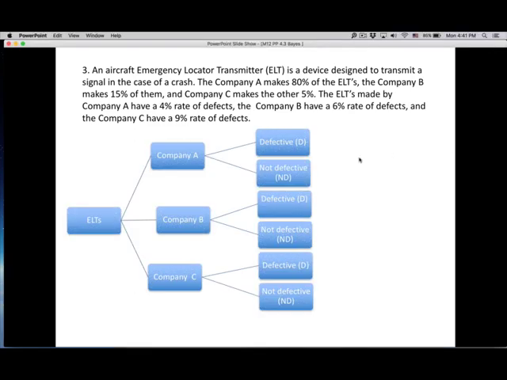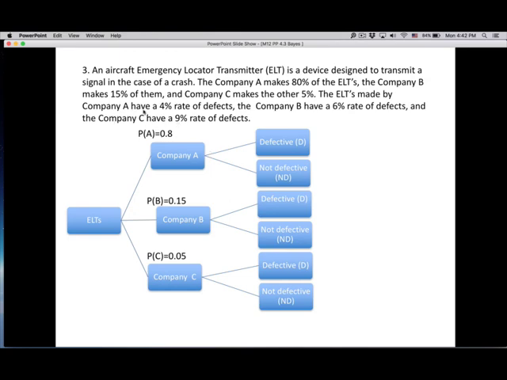Okay, first, you should create the tree diagram like this, made by three companies, company A, company B, and company C. And for each company, it can be defective or not defective. And then plug in the information here. Company A makes 80% of the ELTs, so P of A equals 0.8. Company B makes 15%, so P of B equals 0.15. And the last one, company C, makes the other 5%, so P of C is going to be 0.05.